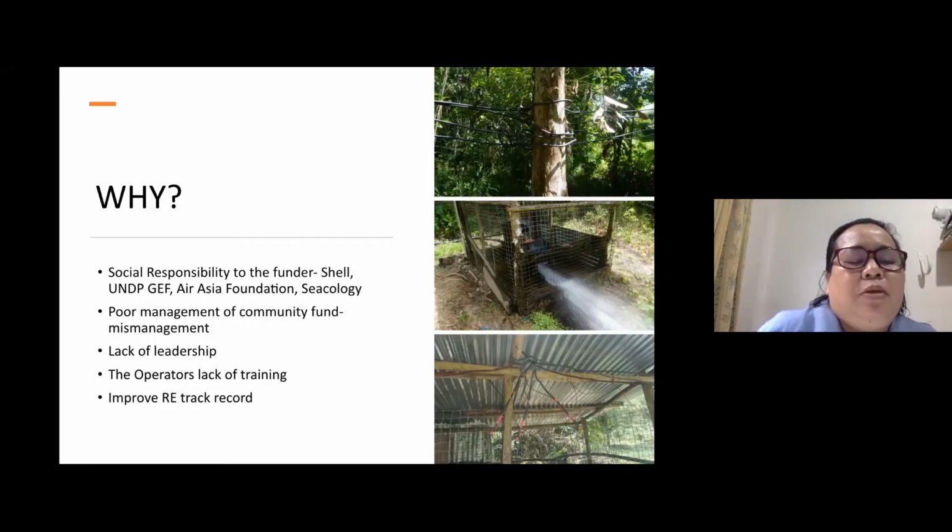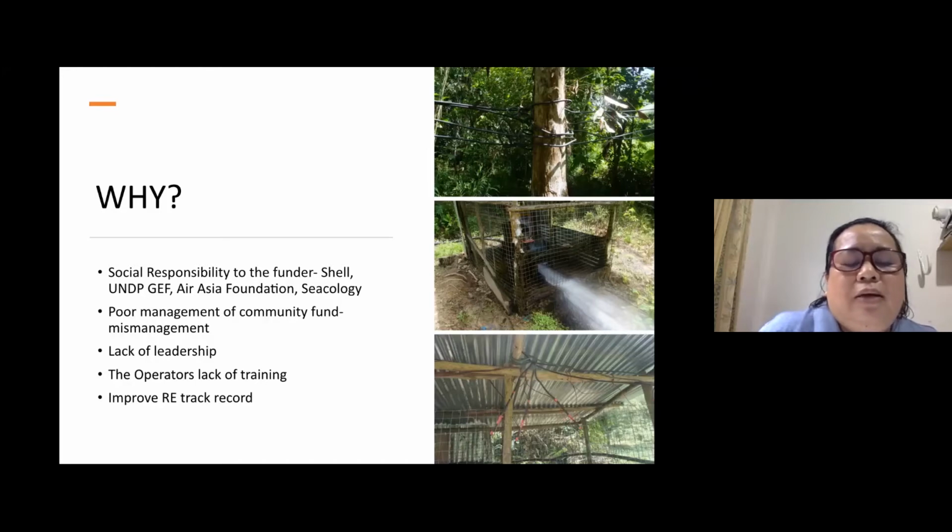And the next will be the poor management of the community fund. Usually, since the tariff collection is the only fund that the village has, it is sometimes misused for other things other than the maintenance of the micro hydro system.